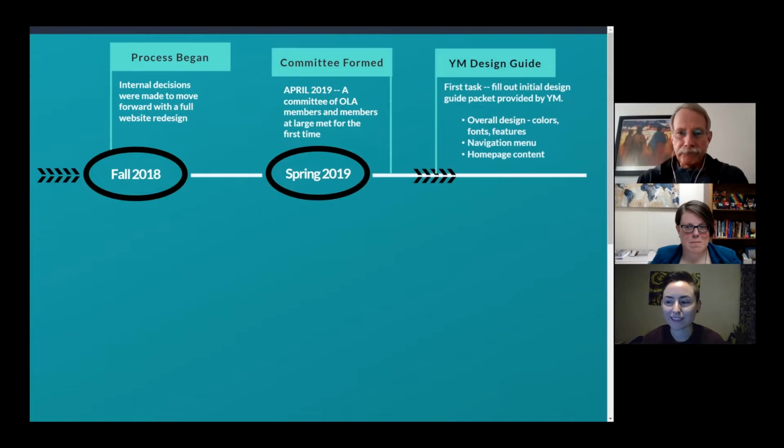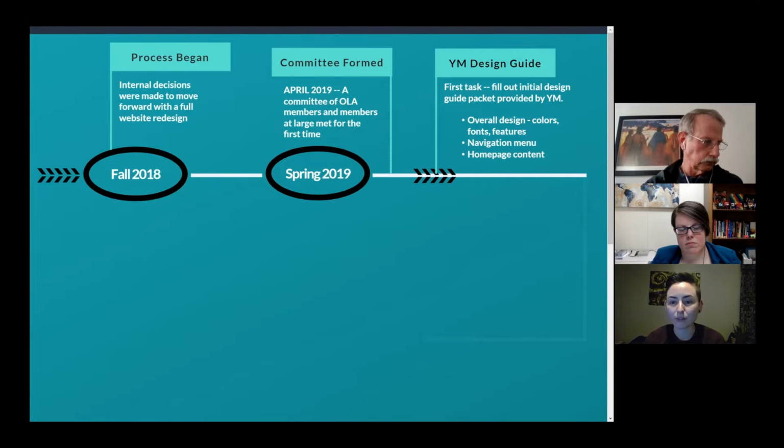Our first task involved filling out the initial design guide packet that Charles featured just a little bit earlier that was provided by YM. This design guide gave us the opportunity to determine what overall design features we wanted to incorporate into the new site, including what colors we wanted to use, types and sizes of fonts, header and footer content, navigation menu options, and what content we wanted featured on our homepage.